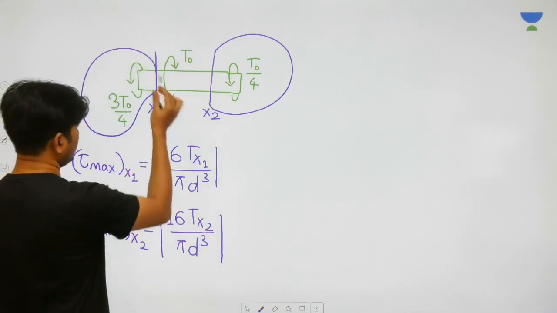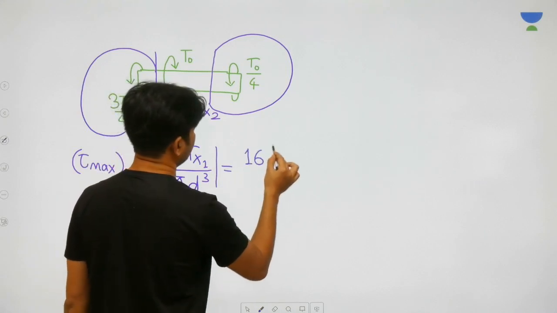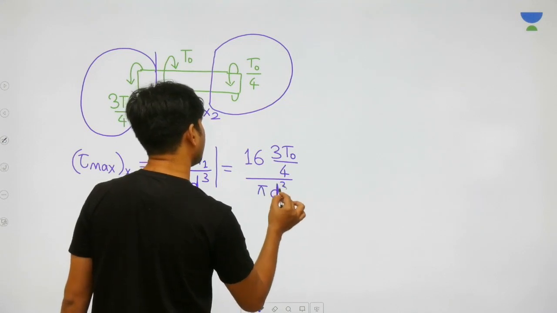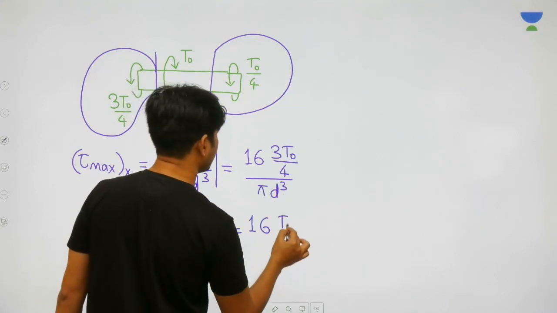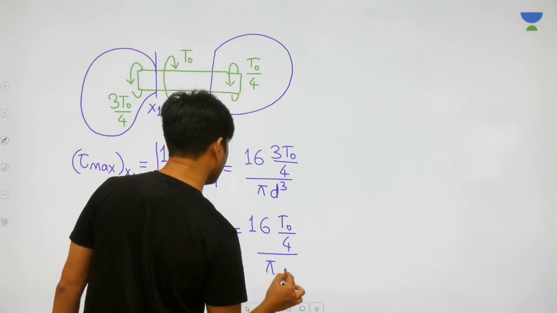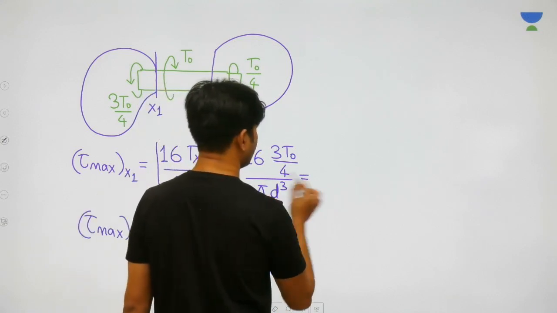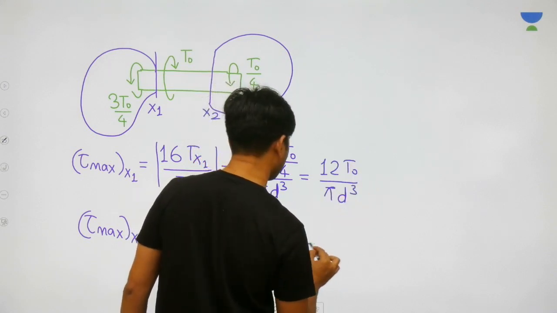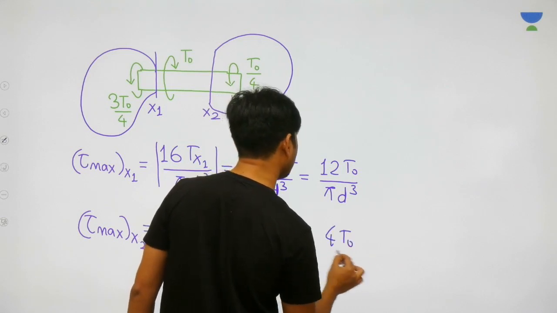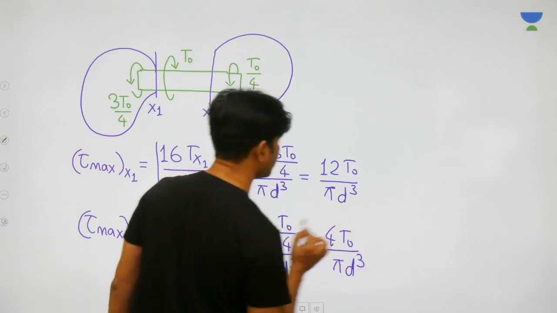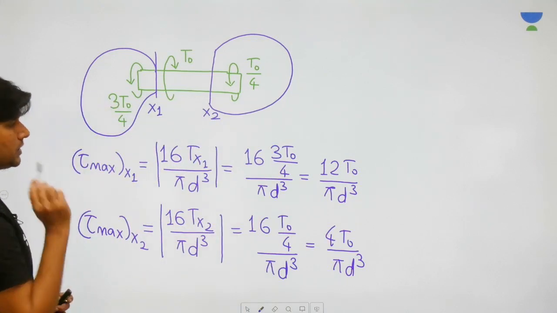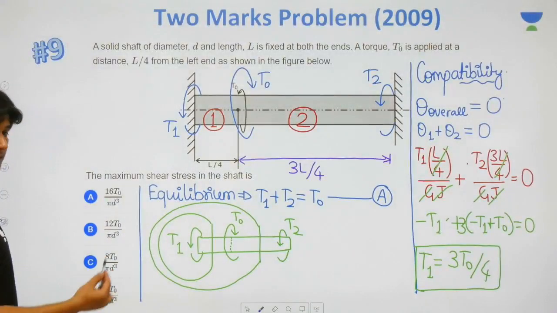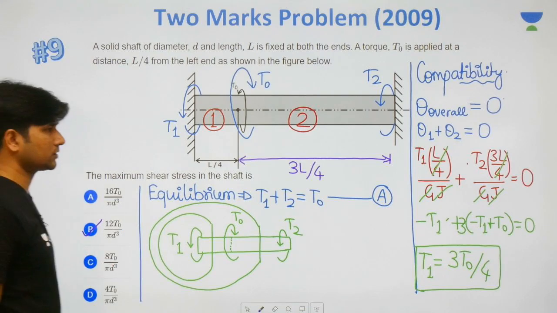So let's go ahead and try solving this. Here we have 3T0 by 4, and here we have, my dear friends, T0 by 4. And this one you'll get 12 T0 by pi d cube, and this one you'll get 4 T0 by pi d cube. Naturally, out of these two values, the first one is the greatest one. So therefore, the first one becomes the answer. If the first one becomes the answer, you know, second option is correct.